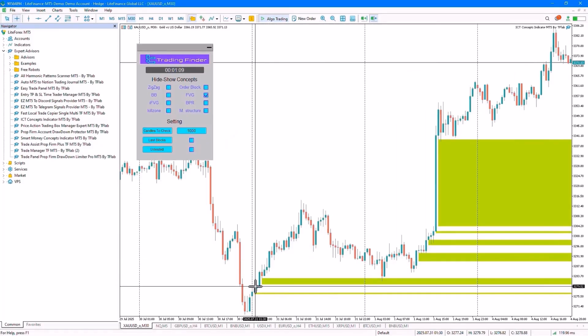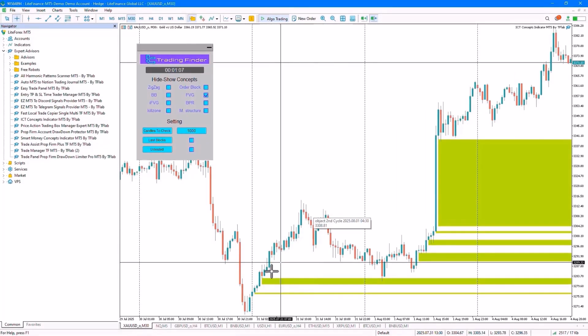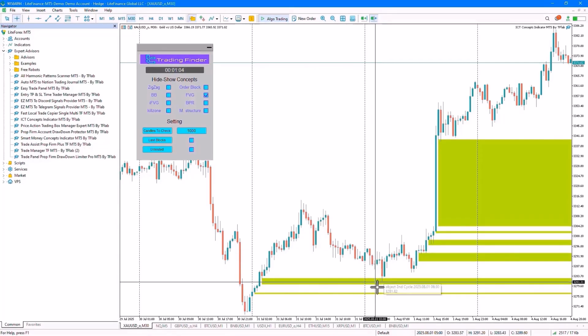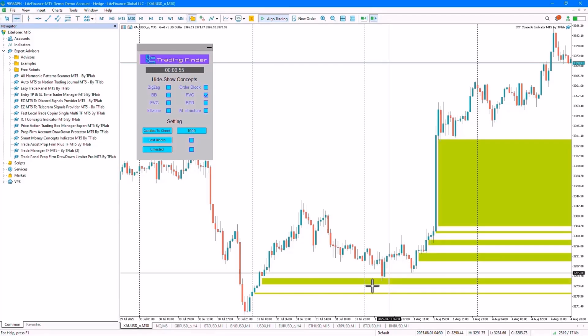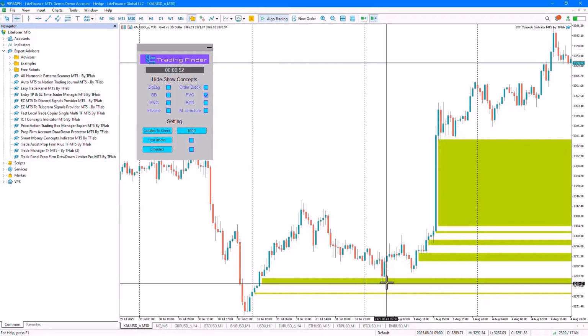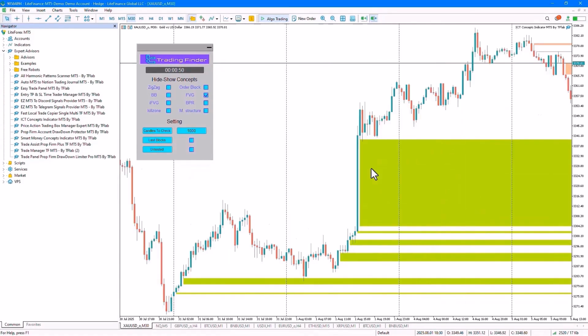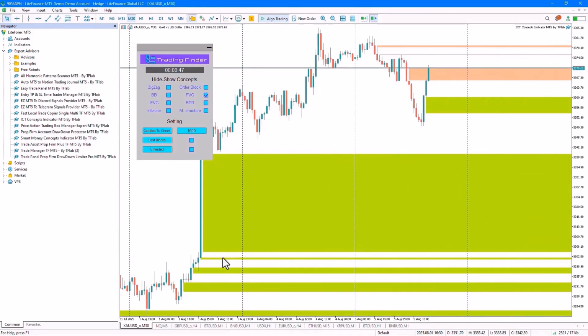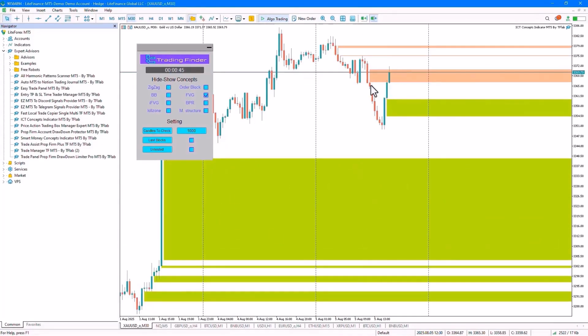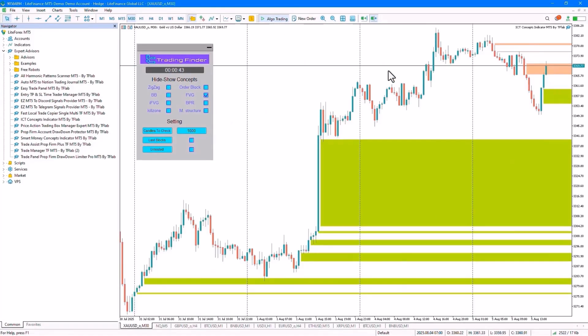Here's an example of a bullish iFVG, where after the price moves upward, it returns downward. The iFVG bullish zone has been consumed here, bringing this area into balance, and after that the price has moved upward. The iFVG bullish zones are shown in green, and the iFVG bearish zones are displayed in red.